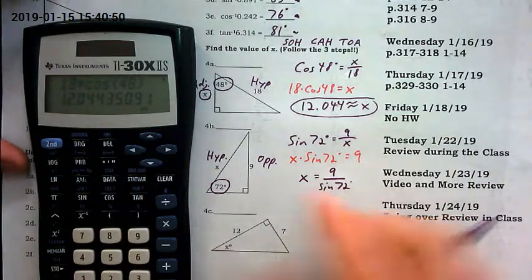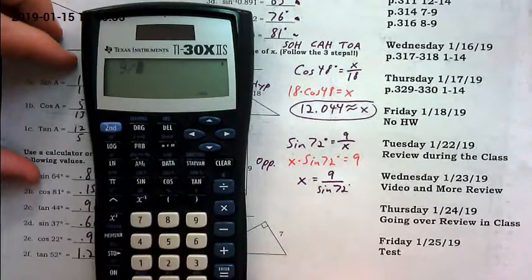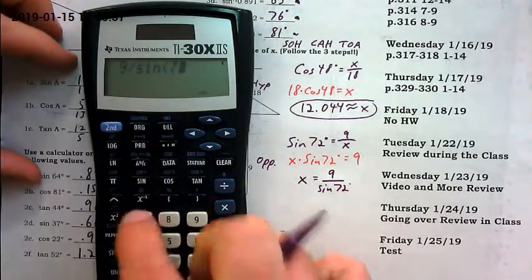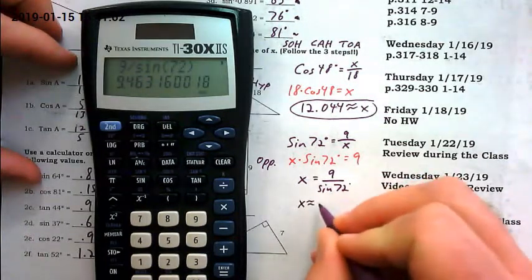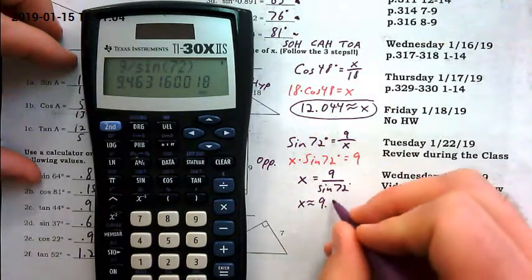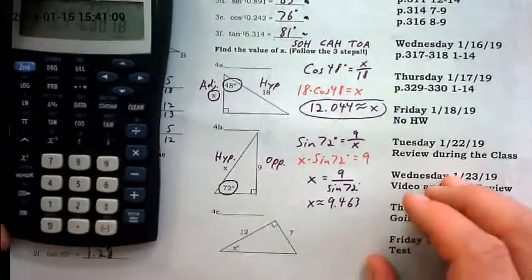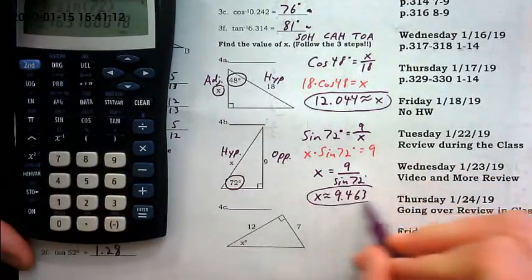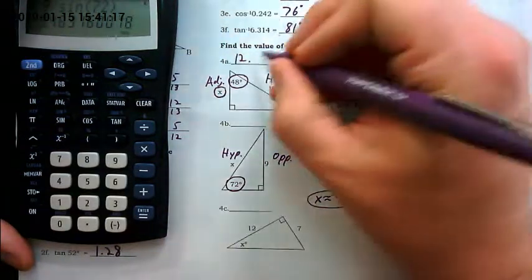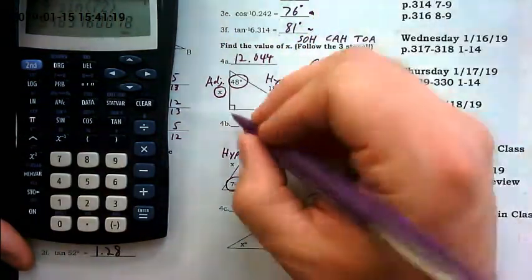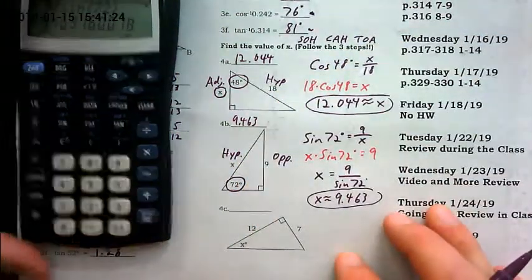Again, we can type that whole thing into the calculator. So we have 9 divided by sine 72, and x is approximately 9.463. So that'd be our answer. And yeah, they did have answer blanks for us to write it in. So if you want to write it there, you can. That's 9.463.